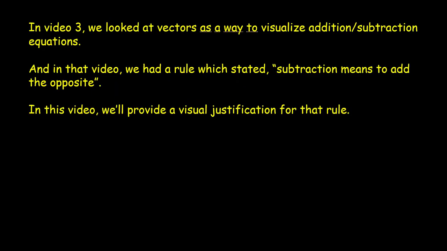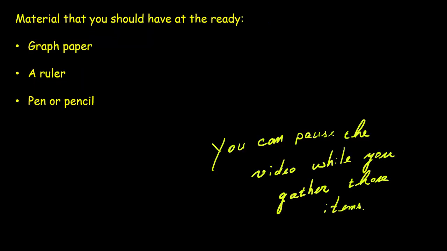In the previous video, that was number 3, we looked at vectors as a way to visualize addition, subtraction equations. And in that video, and without proof, we stated that subtraction means to add the opposite. In this video, we'll provide a visual justification for that rule. As we get started, it might be nice for you to have graph paper, a ruler, and a pen or pencil, and you can pause the video while you gather those items.